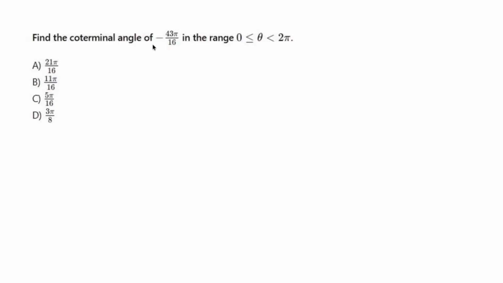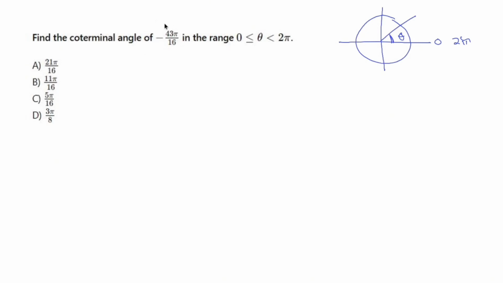Find the coterminal angle of negative 43 pi over 16 in the range 0 to 2 pi. So a coterminal angle, or a regular angle for that matter, is going to be something that lives in between 0 and 2 pi. Those are the same. So if I wanted to find some angle that's not in this zone between 0 and 2 pi, I either add or subtract 2 pi. Anytime I add 2 pi, I'm literally going around the same exact circle and landing in the same exact spot. So adding 2 pi doesn't change anything. Subtracting 2 pi would be the same exact thing.